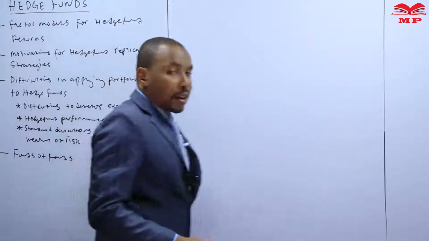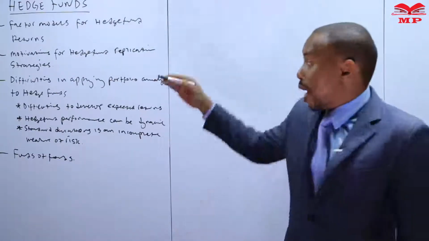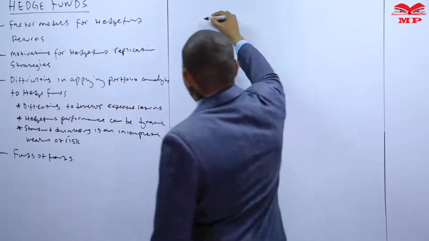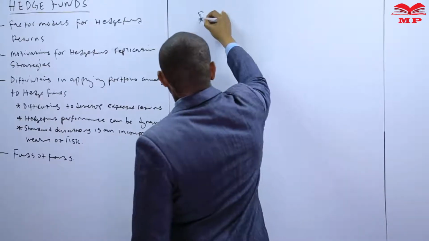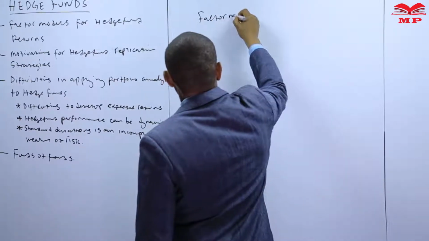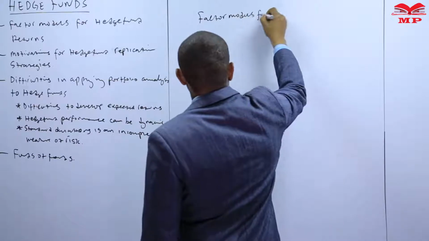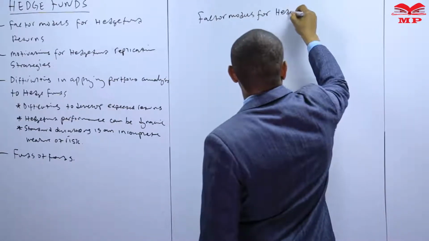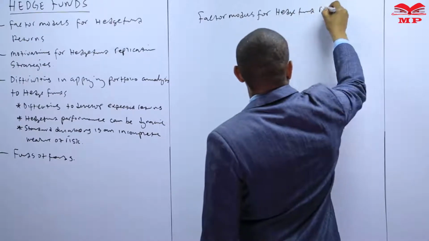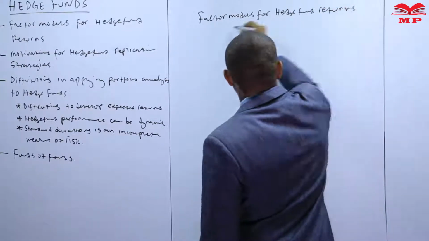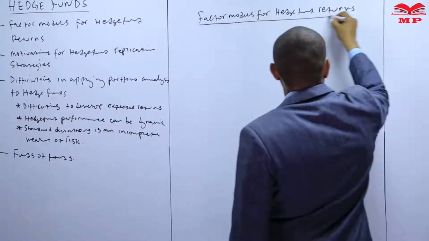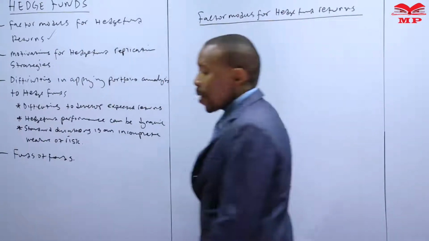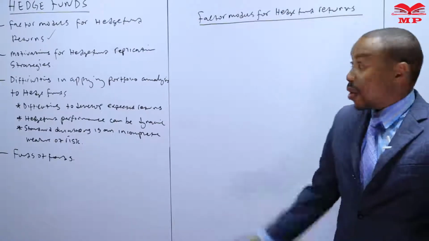Now that is the breakdown of what we are going to learn in today's lesson. Now we start off by looking at factor models for hedge fund returns. So that is what we are going to look at first. We can mention the following.